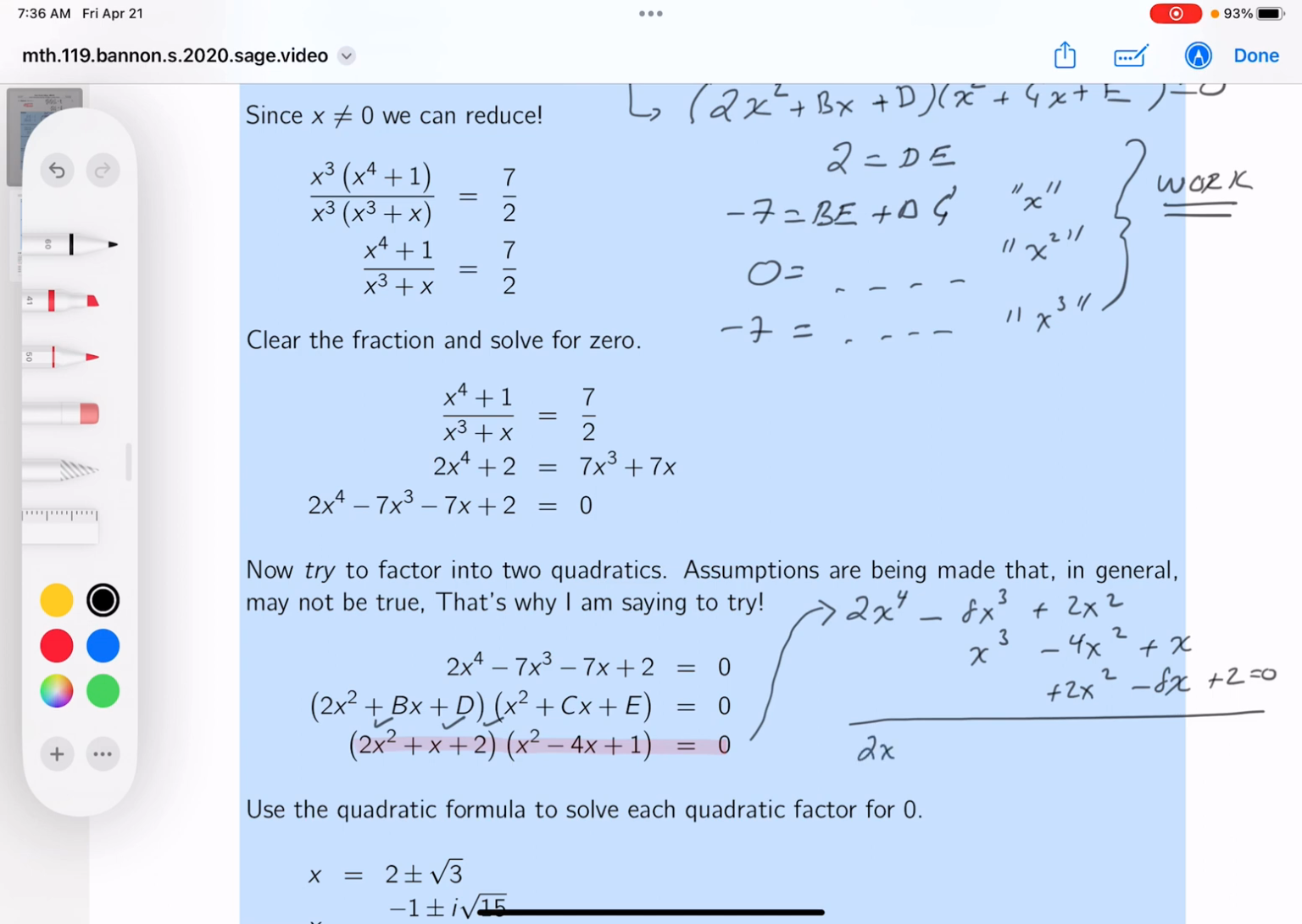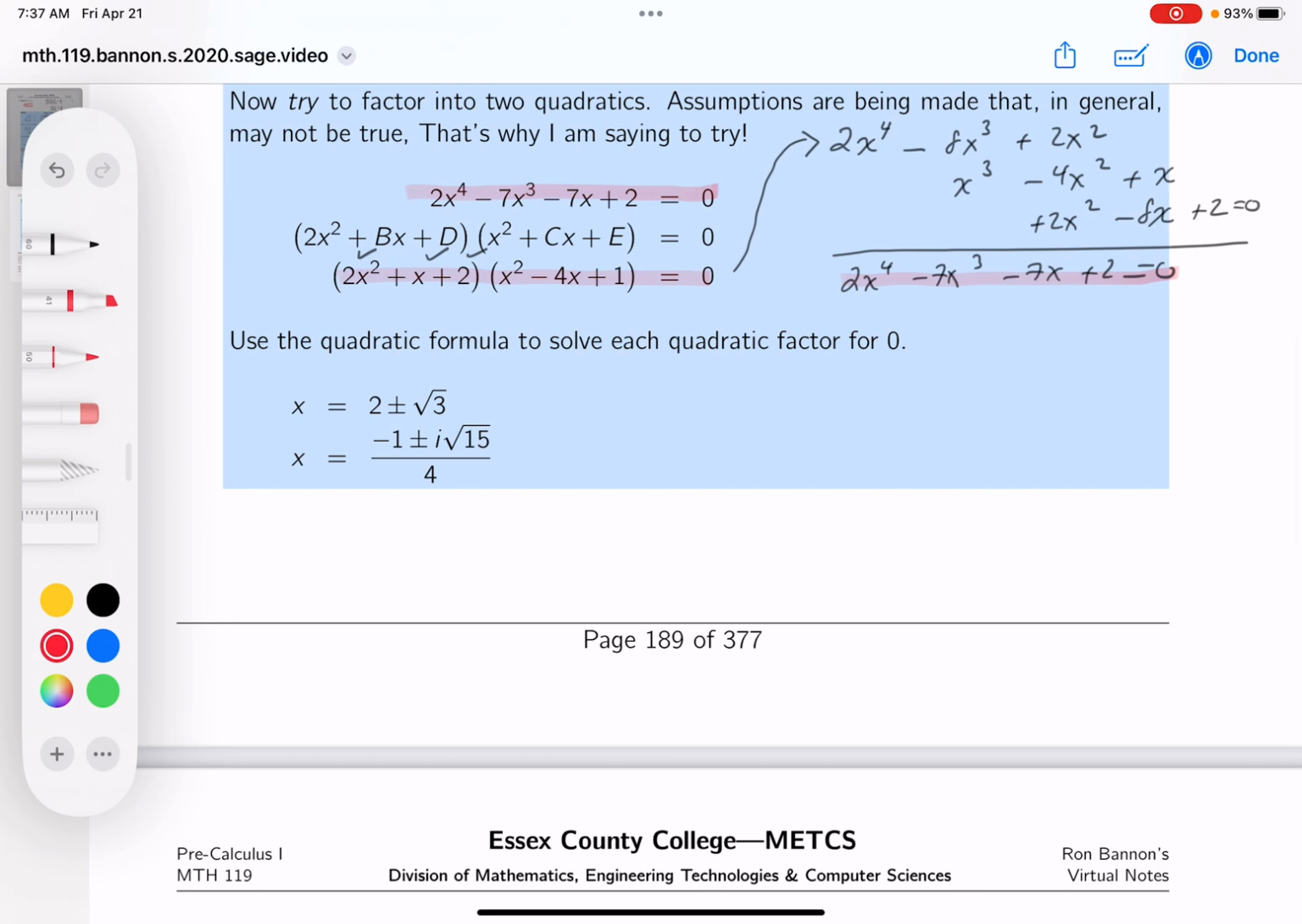Let me just do my arithmetic now. You get 2x^4 minus 7x cubed. And then you're going to get 0x squared. I'm not going to write that down. Minus 7x plus 2 equals 0. And is that what we expected to get? It is. It's right over here. So what do I have? I have two quadratics now, which are a lot easier for me to deal with.